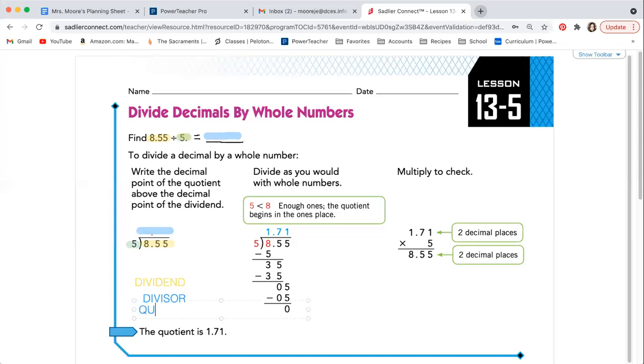I don't know why my dividend turned to blue, but I'll fix that. Let's see if we can fix that. Well, guess we can't fix it. I'll rewrite it for you. There we go. So we've got our dividend, our divisor, and our quotient.